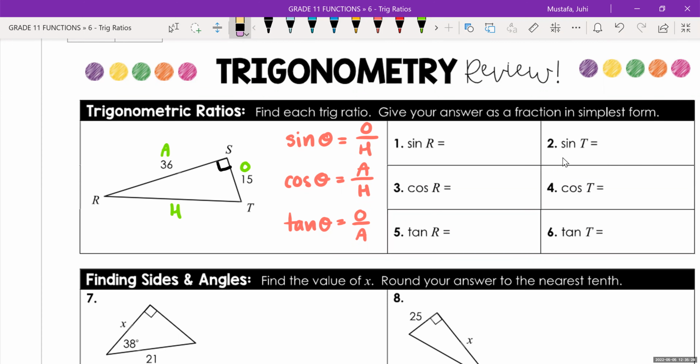Now, we actually don't have the hypotenuse. We could figure that out using the Pythagorean theorem, but I'm just going to tell you the answer so we don't have to do the work. I'm going to tell you that the side length for the hypotenuse is 39.